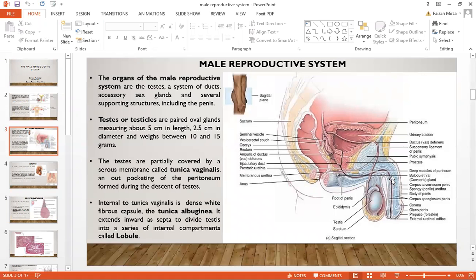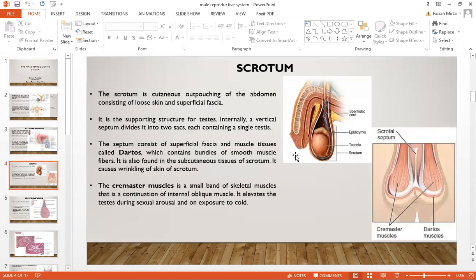This is the external genital, the penis. It has the region called the glans penis. There is the prepuce, the external urethral orifice, and the corpus spongiosum is also present, which we'll be discussing in detail later. The scrotum is basically a cutaneous outpouching of the abdomen.